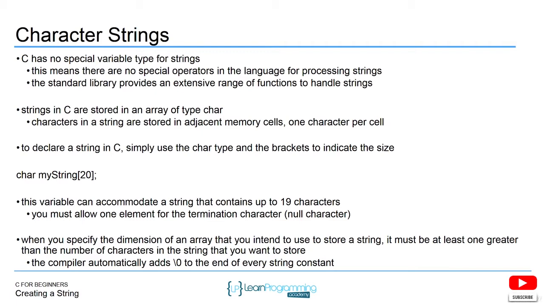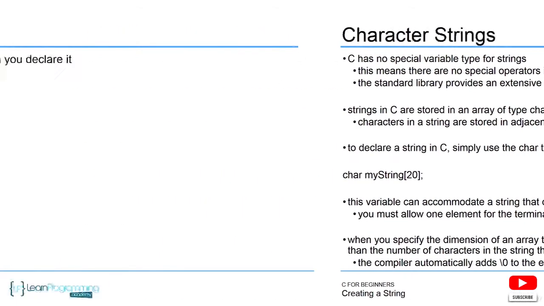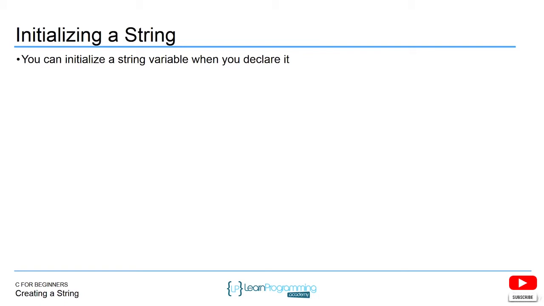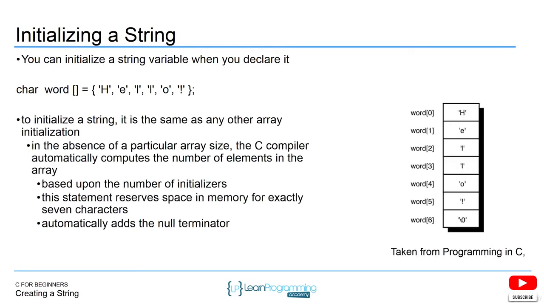So what you should really do is when you create these character strings, you should be initializing them. You can initialize a string variable just like you can initialize an array. You put each character inside of these brackets. This looks very similar to if you were to initialize elements in an integer array. If you say char word and then inside the curly brackets, you put in each single character, that would create a character array. So it's the same as any other array initialization.